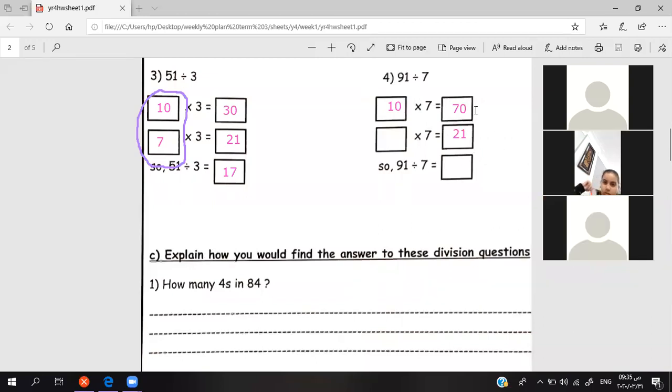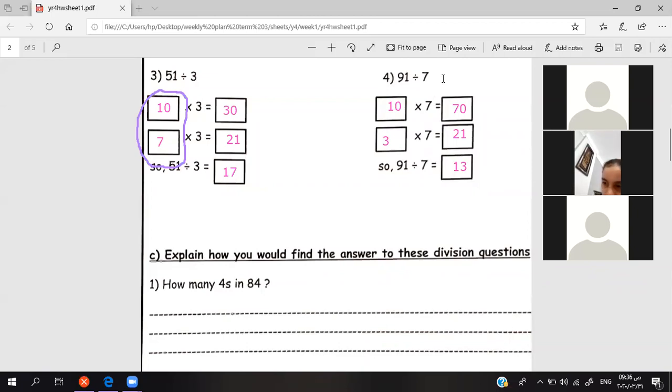So let's check if I'm right. 0 plus 1 is 1. 7 plus 2 is 9. So I'm right. Now I answer the question. What times 7 gives me 21? It is 3. So my answer is 10 and 3, which is 30.